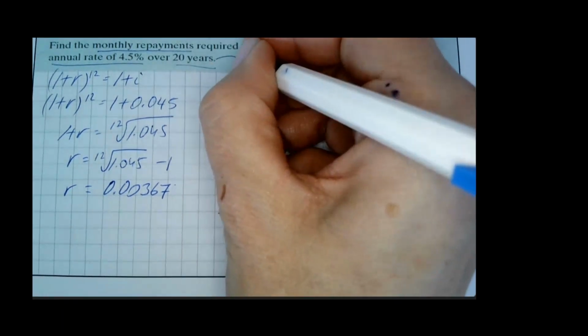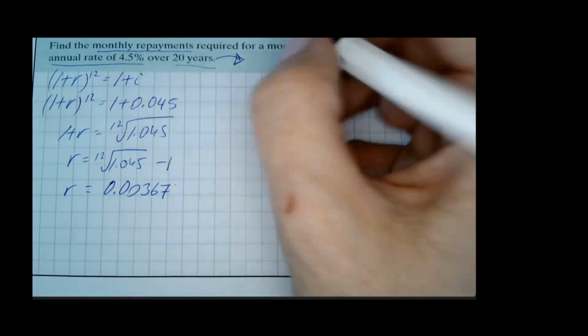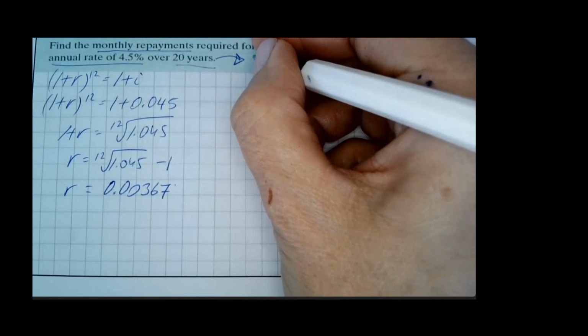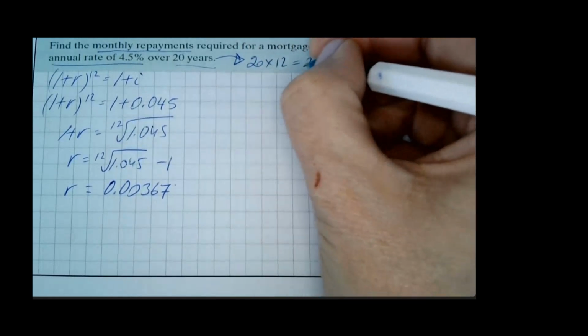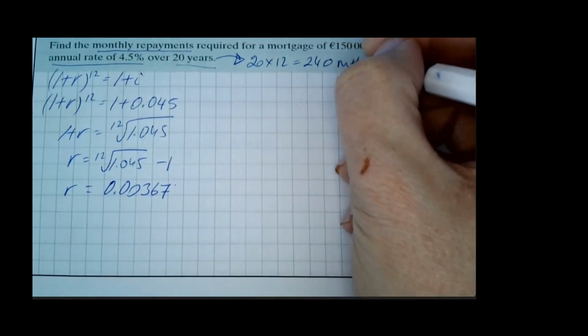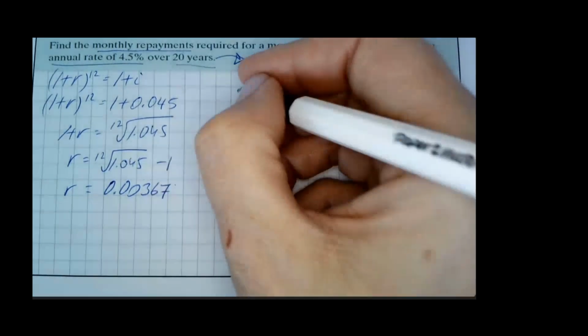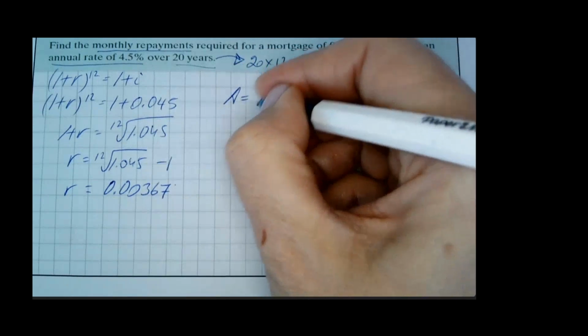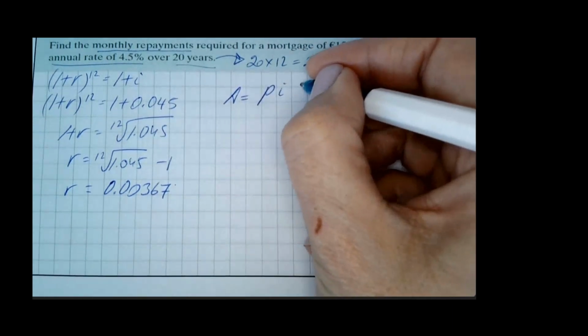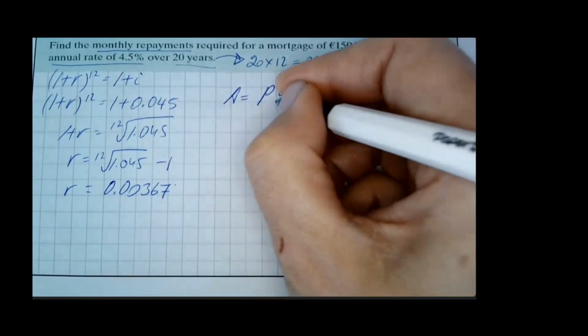Now we have to look at the time frame, 20 years, of course. If we're talking about monthly repayments, 20 years is, of course, 240 months. So let's use our formula. So this is what I have in the log tables.